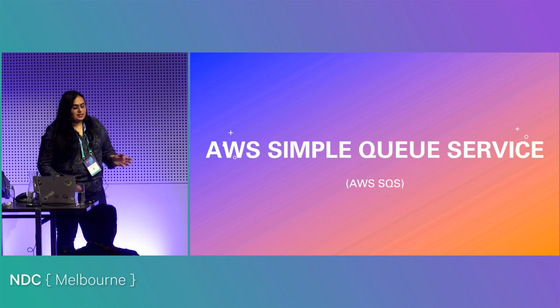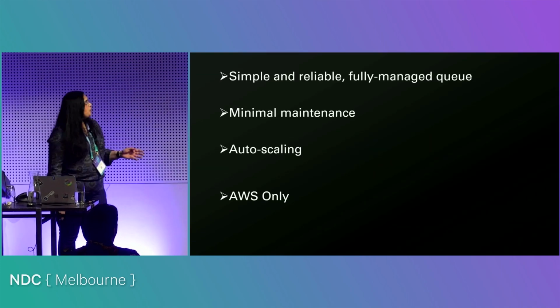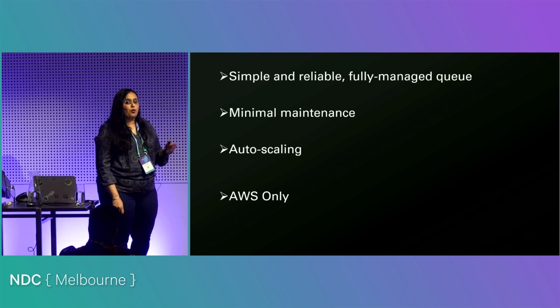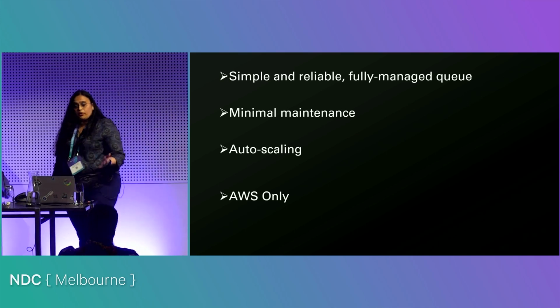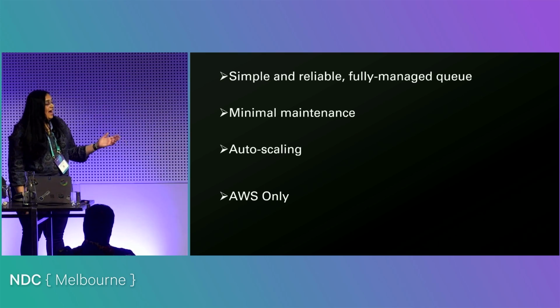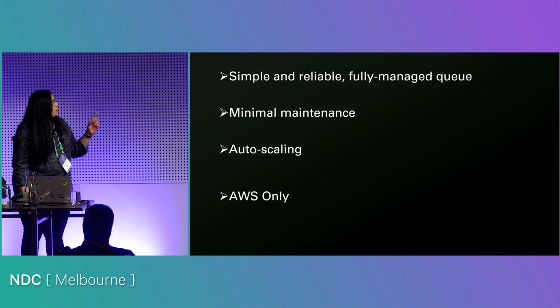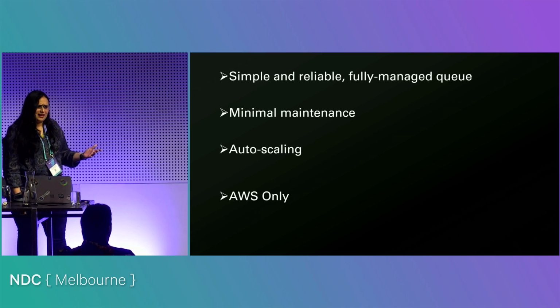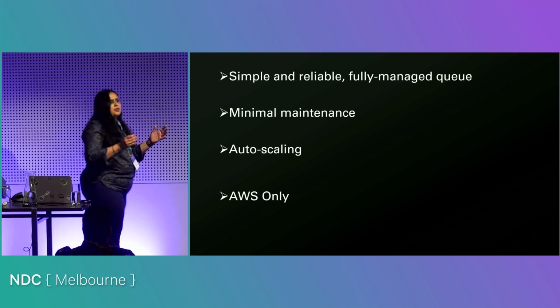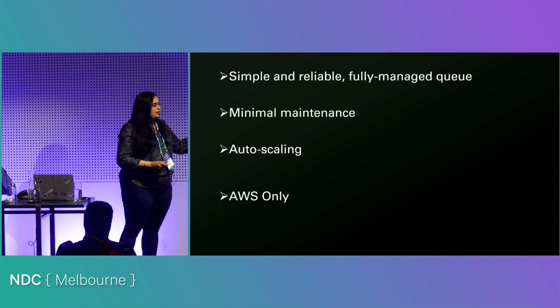And we'll start with SQS, which is a simple and reliable, fully managed queue, which requires minimal maintenance. Why? Because all you're doing is provisioning it on the cloud in AWS, and you are just managing the queues, not the infrastructure itself. One of the key things with SQS is it can auto-scale on demand. So there's a huge number of messages that you can store within SQS.